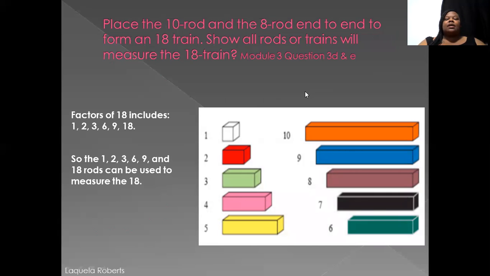Place the 10 rod and the 8 rod end to end to form an 18 train. So all rods or trains will measure the 18 train. As you see here, we have the factors of 18, which include 1 times 18, 2 times 9, 3 times 6, and they all give us 18. So the 1, 2, 3, 6, 9, and 18 rods can be used to measure the 18.